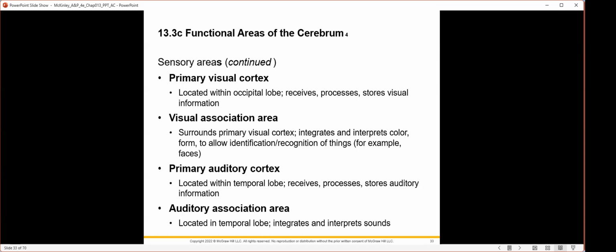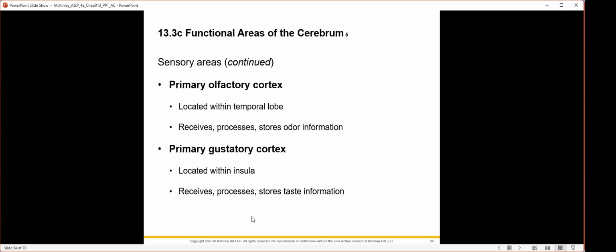For some sensory areas, and keep track of what lobe we're on in here, we have a primary visual cortex. And remember, anything with vision is the occipital lobe. So this visual association area is also associated with the occipital lobe. Our auditory functions go with the temporal lobe, so we have a primary auditory cortex for processing sound information, as well as an association area where we integrate and interpret what those sounds are, both associated with the temporal lobe.